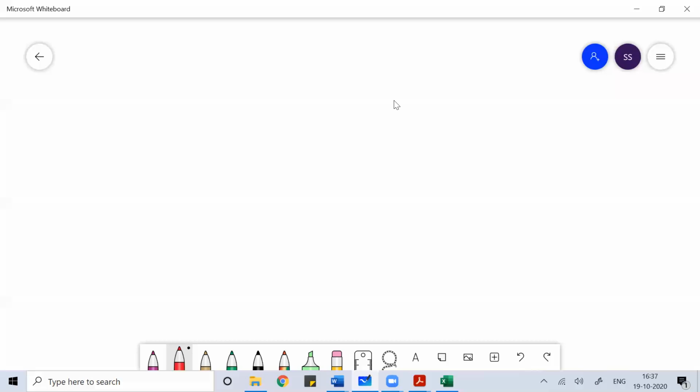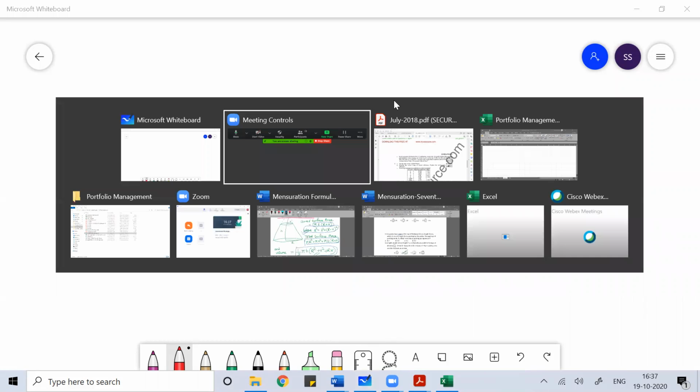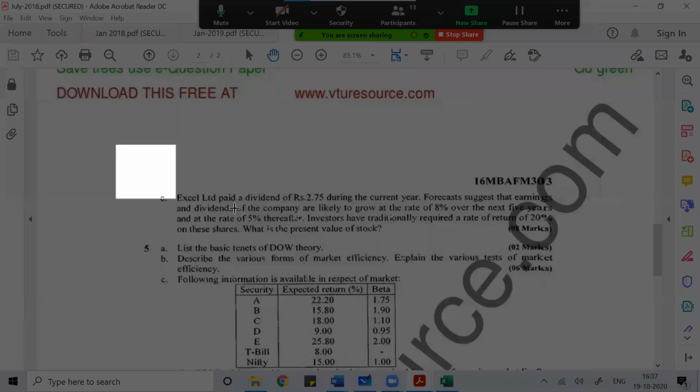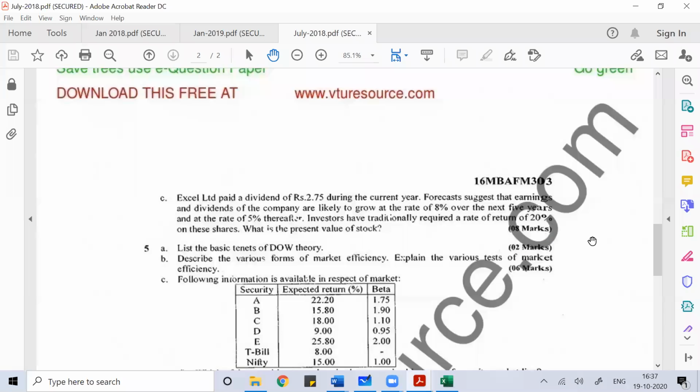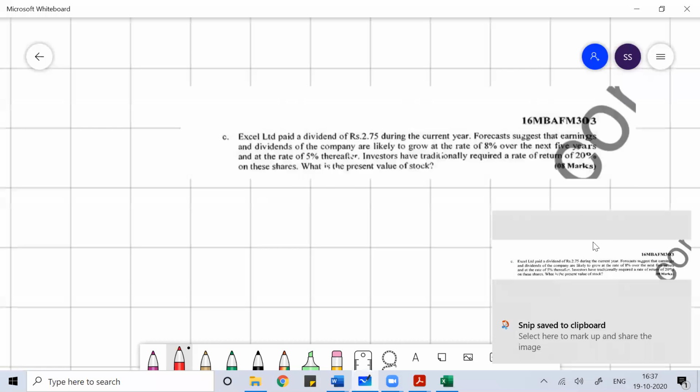In the previous class, I was discussing the two-stage growth rate model, and we did one numerical on the two-stage growth rate model.